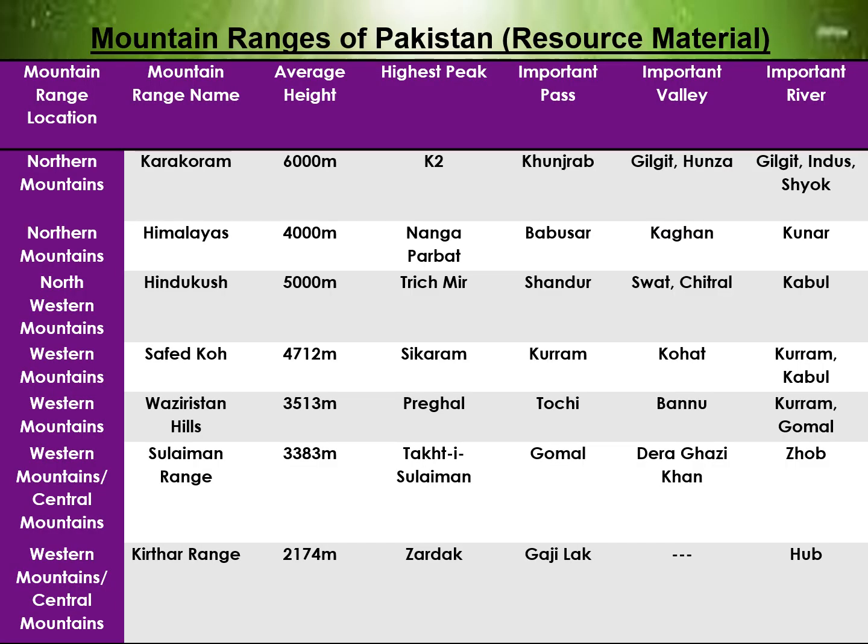Now, if we talk about the mountain ranges of Pakistan, we can see this resource material. You can also take a screenshot of this resource material because it is very important. If you want to prepare for the northern, northwestern or western mountain ranges, you need to remember all these things: the main mountain ranges, their average height, the highest peaks, only the first highest peak of that particular mountain, the important passes, important valleys and important rivers. If you can memorize this table, you are prepared for the northern, northwestern and western mountain ranges. So this resource material is very important for you.